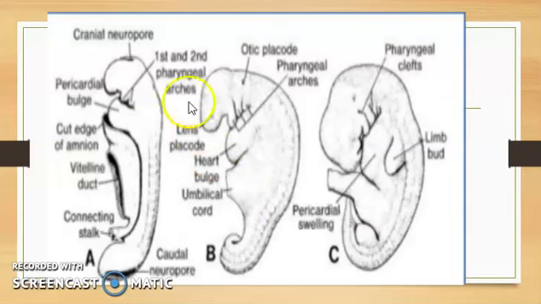So here you see the pharyngeal arches developing in the region of the pharynx. This is the first and second pharyngeal arch, and these pharyngeal arches are separated externally by clefts called pharyngeal clefts. Each pharyngeal arch has its own muscular component, its own nervous component, and skeletal component. Here again, you see these are the pharyngeal arches, lined externally by ectoderm and internally by endoderm.